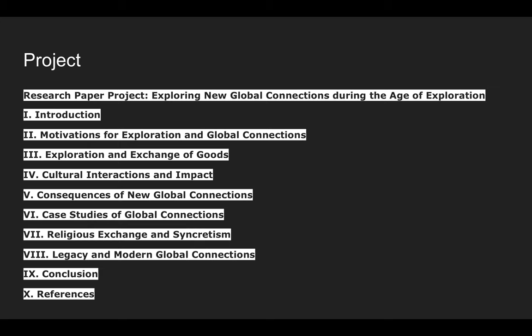As for your project, which is going to be a small one because it's A1, you will have a research paper project, very short, don't worry. You will explore new global connections during the Age of Exploration. It will include the following components: introduction, motivations for exploration and global connections, exploration and exchange of goods, cultural interactions and impact, consequences of new global connections, case studies of global connections, religious exchange and syncretism, legacy and modern global connections, conclusion, and then references.